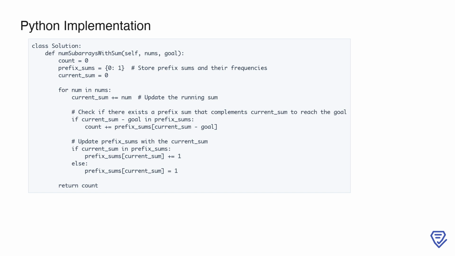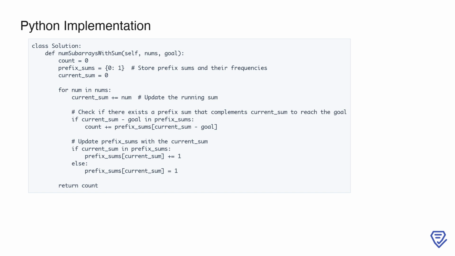We add the frequency of current_sum - goal to count. After processing the current element, we update the prefix_sums dictionary. If current_sum already exists, we increment its count, otherwise, we add it to the dictionary with a count of 1. Return the result. After processing all elements, count contains the total number of subarrays whose sum equals goal. This result is returned.